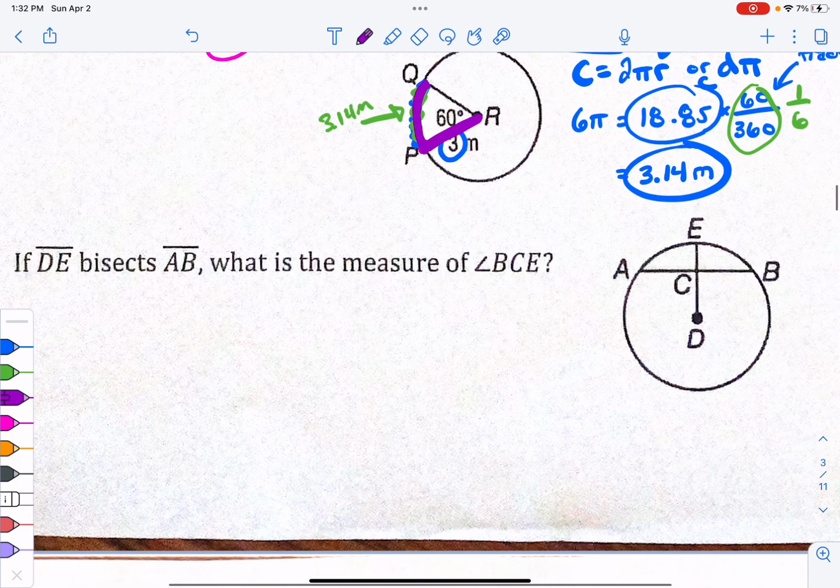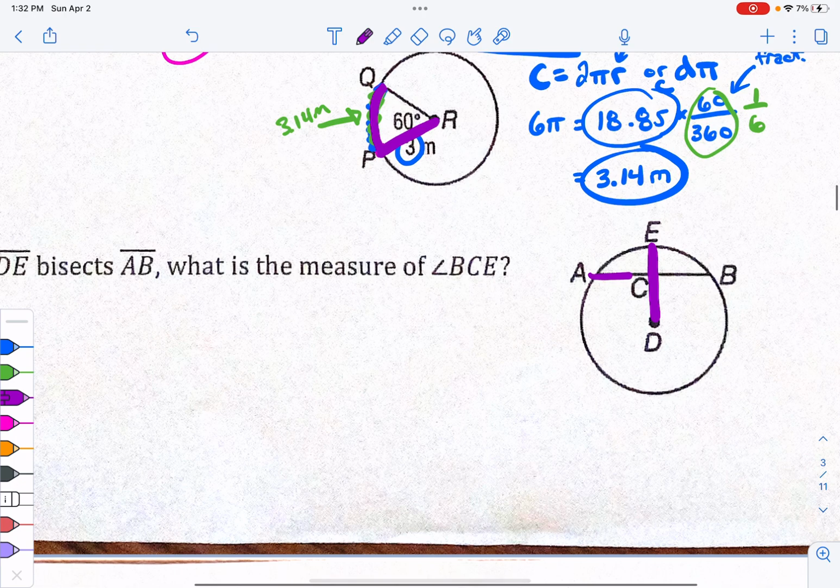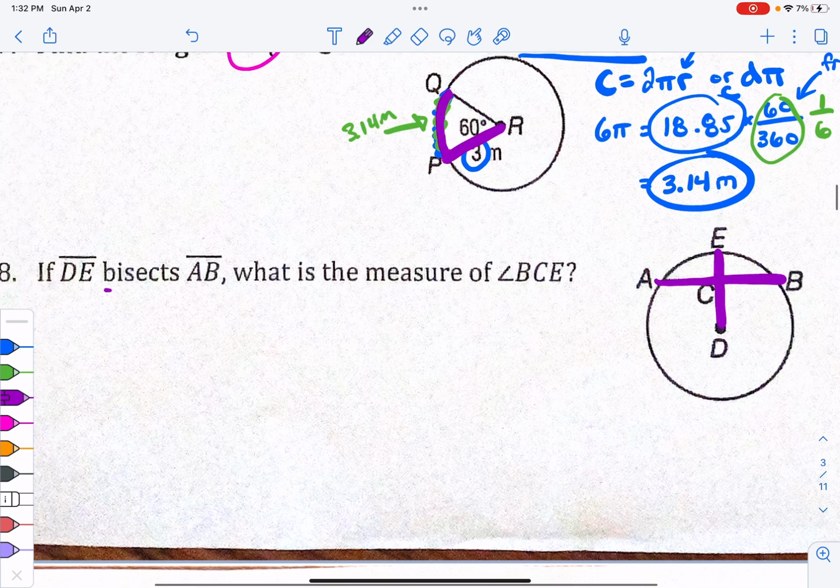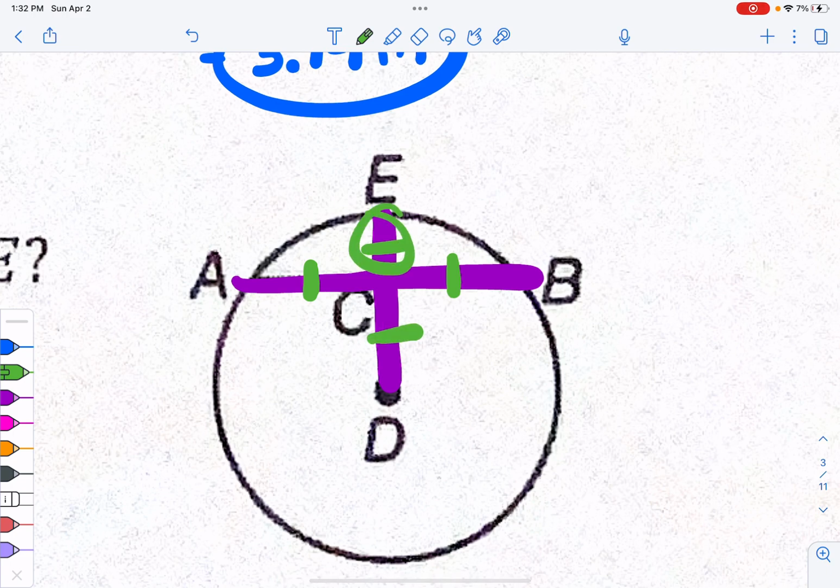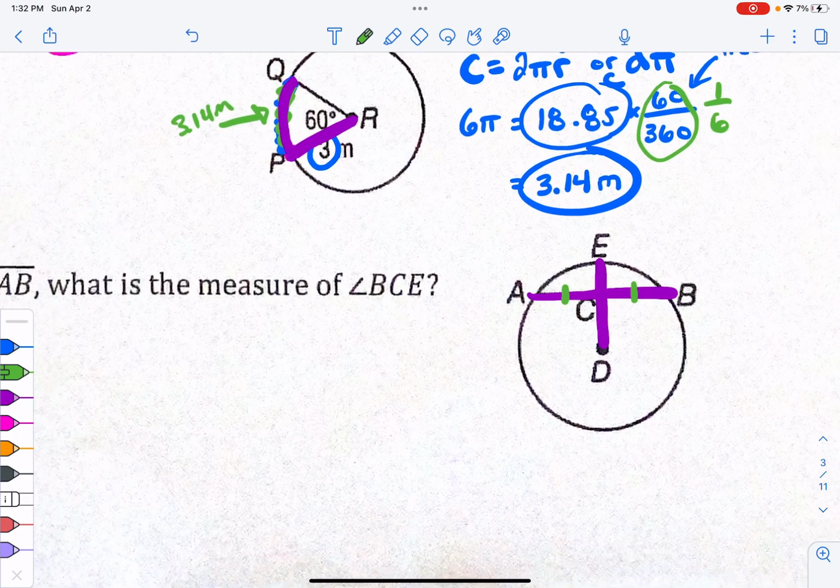All right, next one, 8. DE. It says DE bisects AB. And when it says bisects, that means it splits AB exactly in half, okay? AB from here to here, it's separating these two chunks exactly in half. Now, it doesn't separate these two in half. Like, this isn't the same as this, right? But it's separating AB. So this chunk right here will be the same length as that chunk, all right? Those two are separated exactly in half.